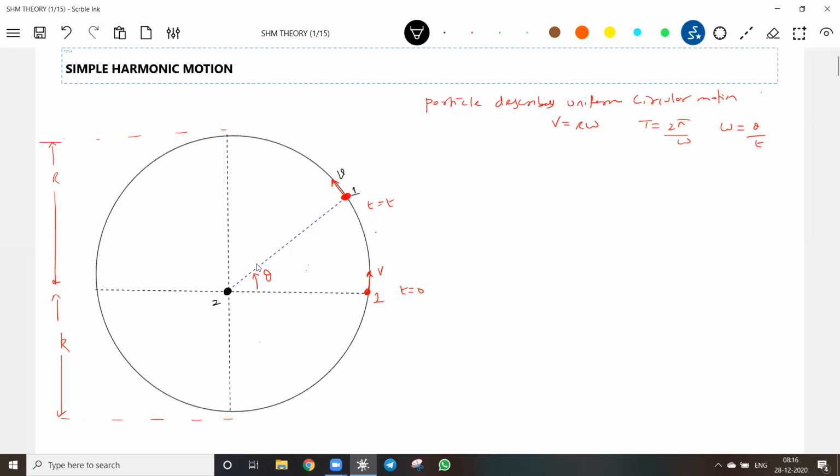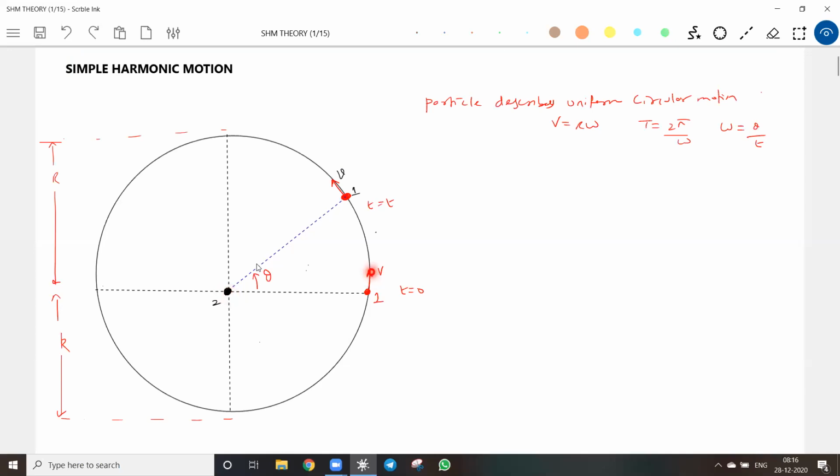Let me call it particle 2. As this particle moves, when particle 1 is here, its projection will be at the origin. Since this is moving, this should also have velocity. Okay, agree with this. Then after some time, when particle 1 is here, what should its projection be on the y-axis?